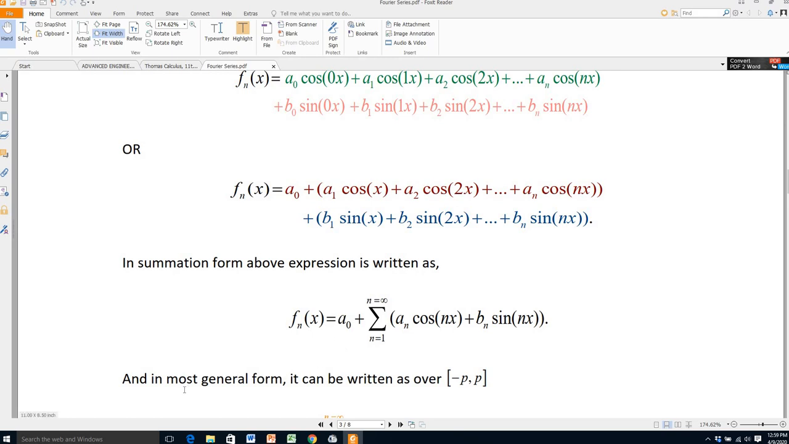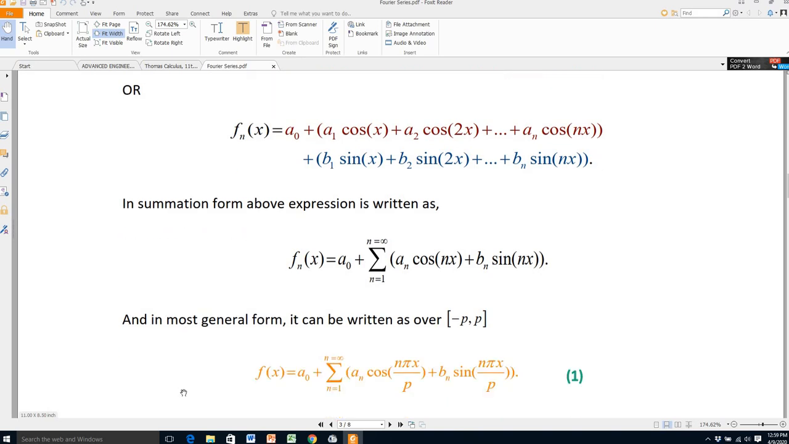And in the most general form it can be written over the interval minus p to p, where p can be any real number. It may be 0, pi, 2 pi or something else. So its general expression is f of x is equal to a0 plus the sum from n equals 1 to infinity of an cos n pi x over p plus bn sin n pi x over p.